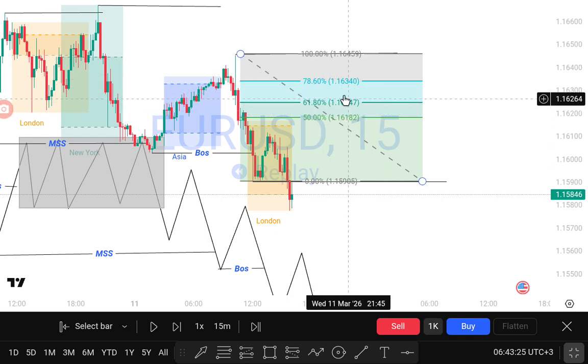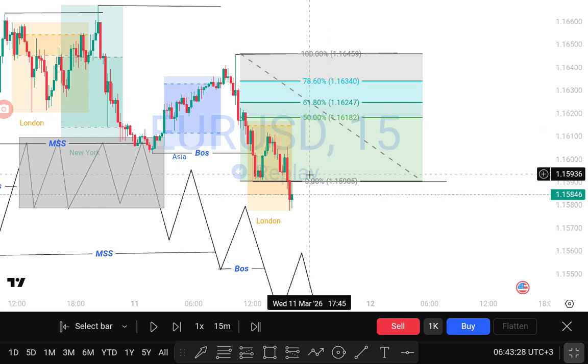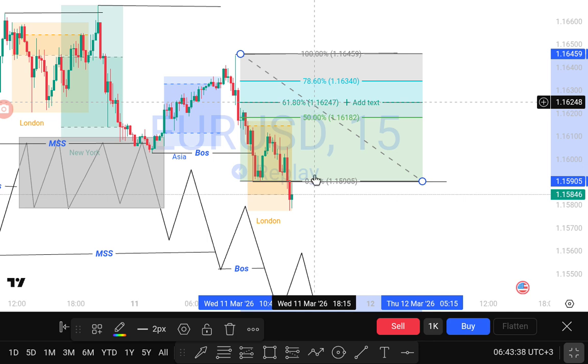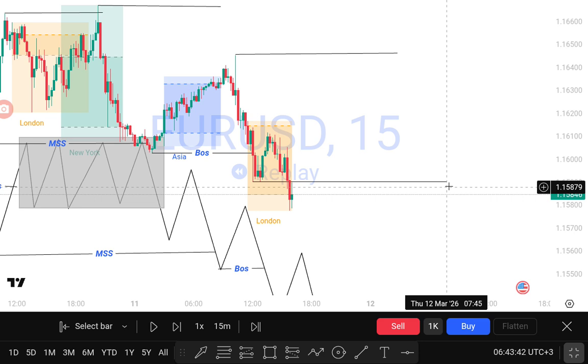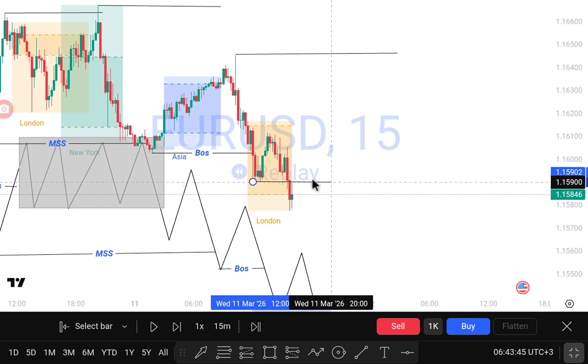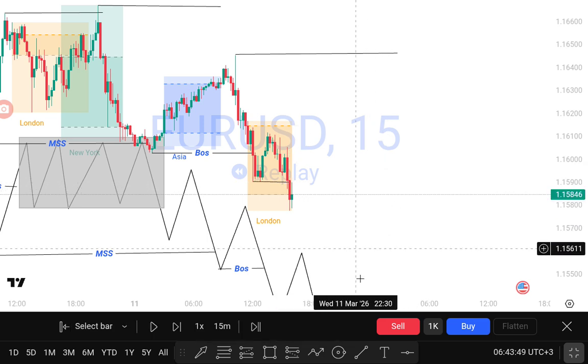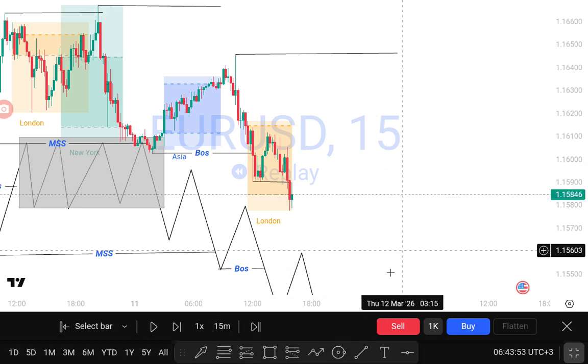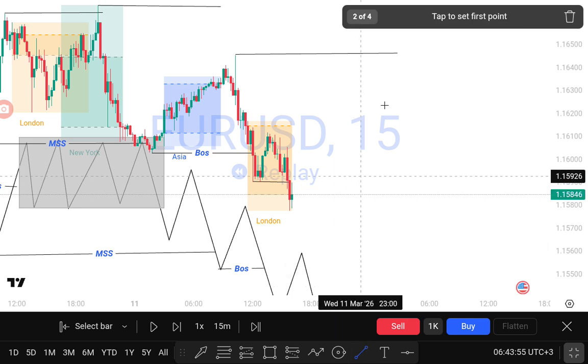So that means they are pending orders, because sellers don't sell at discount. This is discount, below 50%. Sellers sell at premium, above 50%. So they are pending orders left here. That's what you need to know. But right now we are just marking market structure. So this is not a valid break of structure. This is a fake break of structure. Now I want you to understand valid and fake.